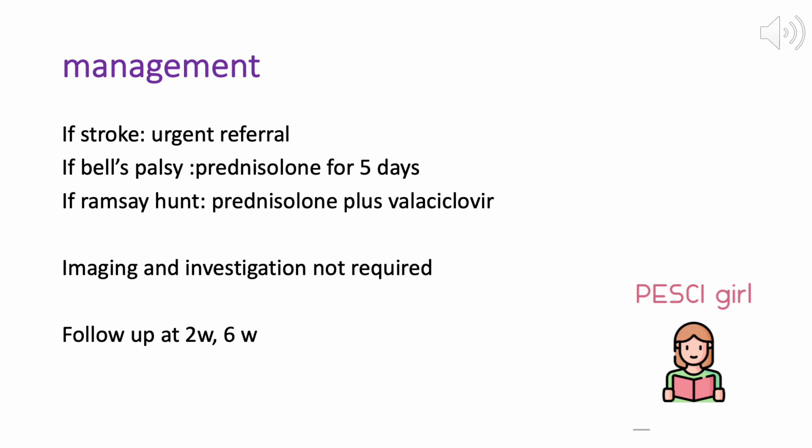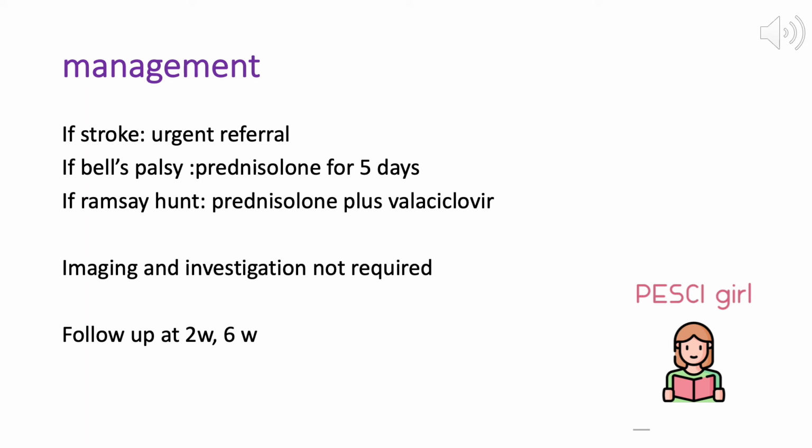Depending on our positive finding in history taking and in physical examination, we will have some differential diagnosis. If we have suspicion of stroke, we should refer the patient immediately to the emergency department. If it is Bell's palsy, we would start prednisolone 1 mg per kg up to 75 mg for 5 days only. If our suspicion is about Ramsay-Hunt syndrome, we should add valaciclovir or famciclovir to the prednisolone.